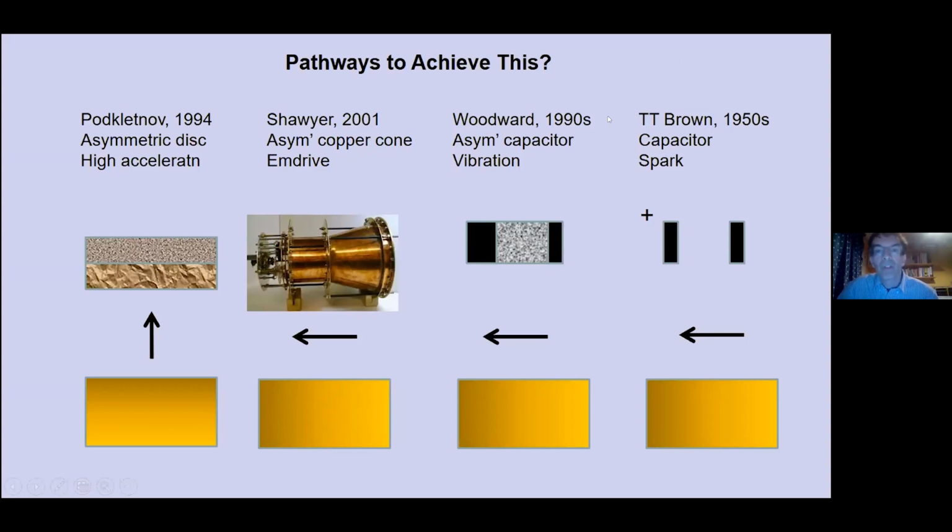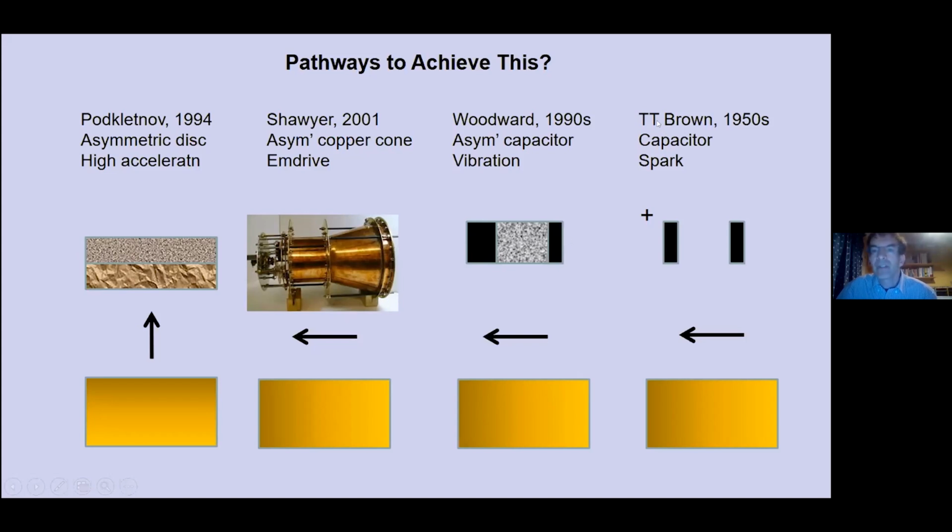Then there was Woodward, Jim Woodward from California in the 1990s, and also more recently, he's been looking at asymmetric capacitors. So here's a picture of one of those, vibrating piezoelectric crystals between the capacitors to produce a high acceleration. And in this case, the thick capacitor plate on the left here will tend to damp UNO radiation more than the thin plate. So again, you'll get this sort of gradient that the object will move down, and indeed, these things tend to move towards the thicker plate.